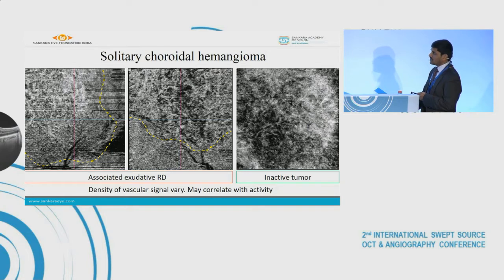So probably this would also indicate the vascular density or the flow characteristic within the tumor, so that if we see a lot of bright signals within the tumor, it would indicate the tumor activity, but if we see a large number of signal void areas, it would indicate an inactive tumor.